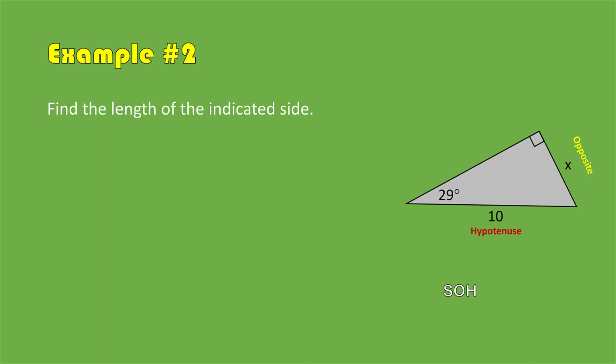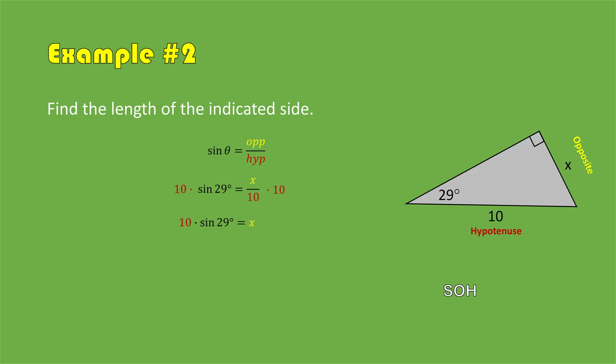So let's set up that ratio. Sine theta equals opposite over hypotenuse. Plug in the values. Sine of 29 degrees equals x over 10. Solving for x, we need to get rid of that 10 on the right side. 10 is in the denominator, so multiply each side by 10. This will get rid of the denominator on the right and leave us with 10 times sine of 29.